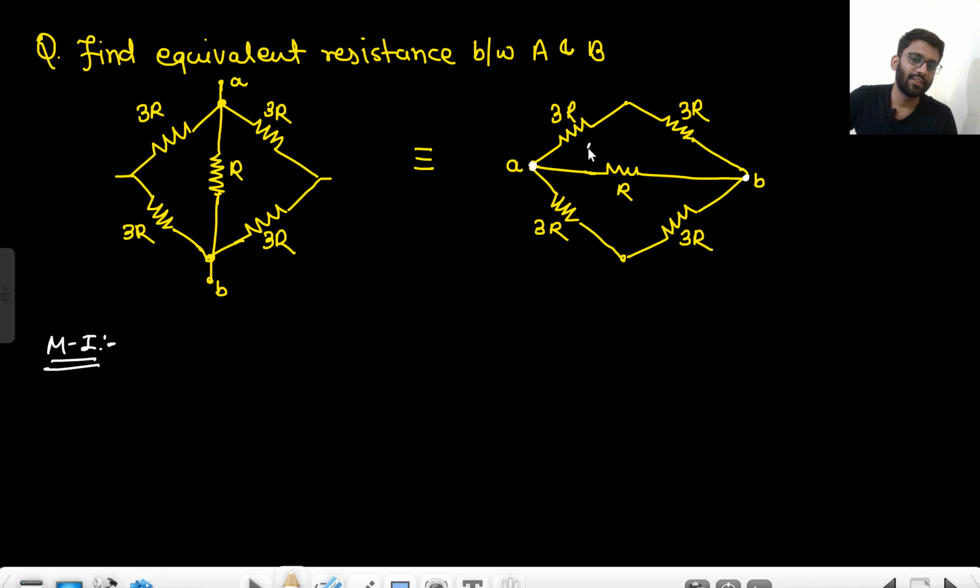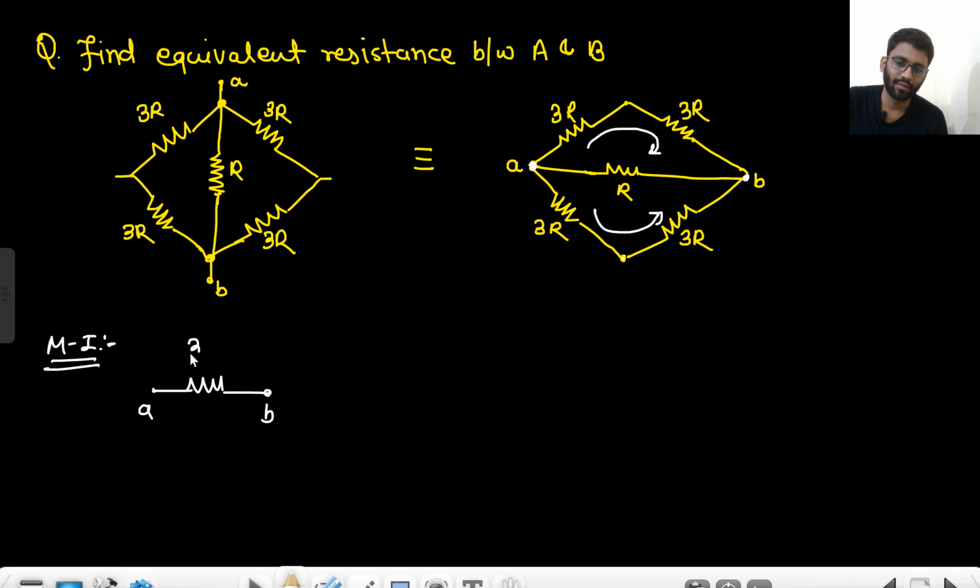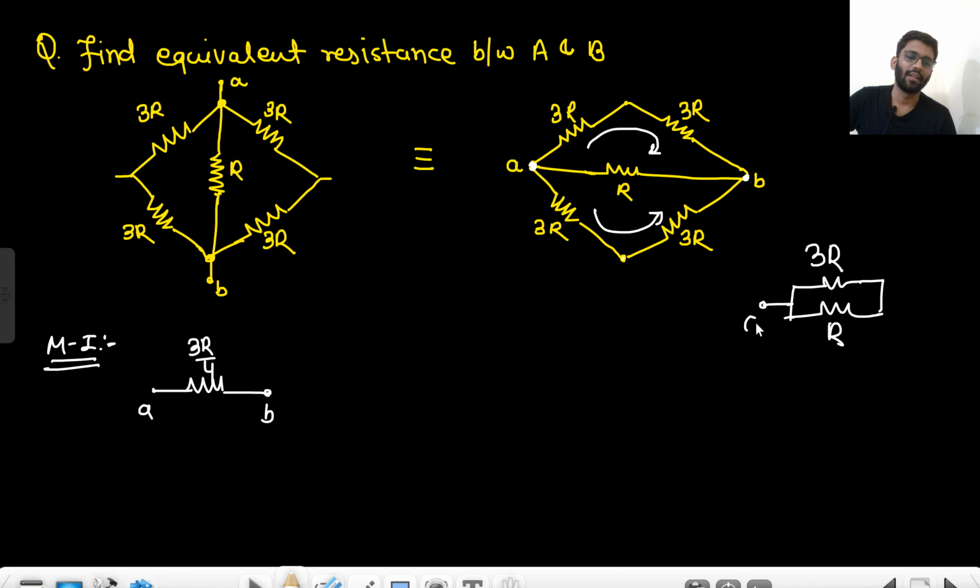Basically these two are in series, these two are in series, because at this node there will be no current. So 3R and 3R are in series, 3R and 3R are in series. Resultantly this will give 6R, this will give 6R. 6R and 6R in parallel will give me 3R. Then we have R as well between A and B. So 3R and R in parallel will give me 3R by 4. Are you getting this point? This is method 1.